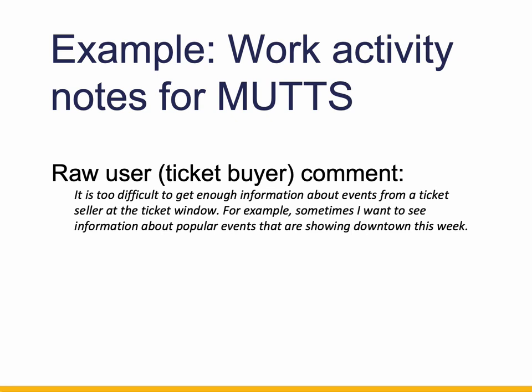So an example of initial work activity notes, and this is for the MUT system from our text. Let's say we interview one ticket buyer, and that ticket buyer says, it's too difficult to get any information about events from a ticket seller at a ticket window. For example, sometimes I want to see information about popular events that are showing downtown this week. Well, we take that. That's too much right there to make a good activity note. We need to synthesize that, okay? And I'll do that in the next slide.